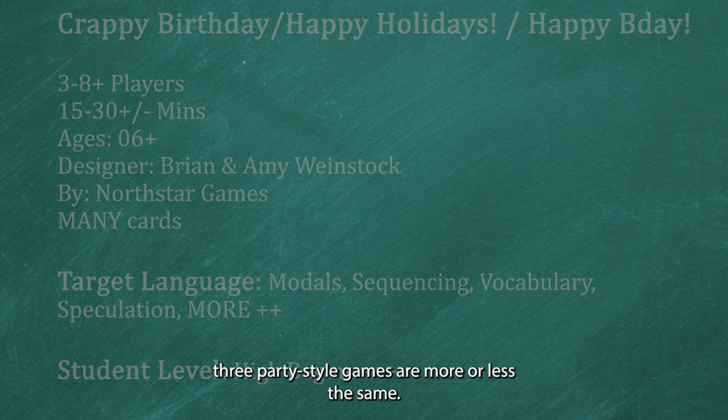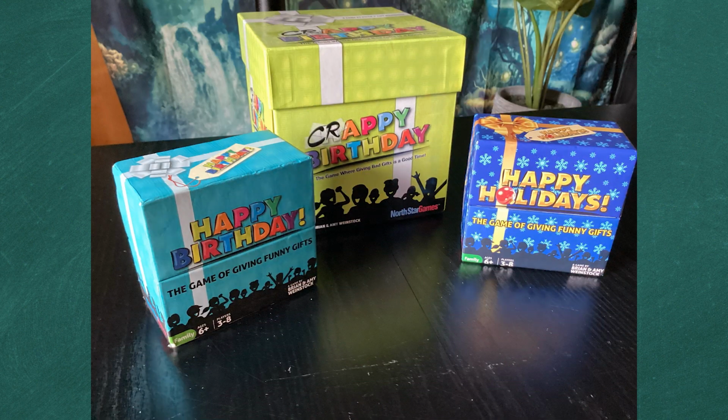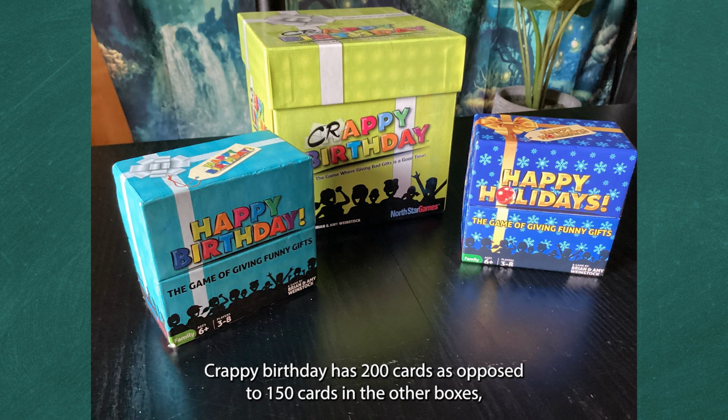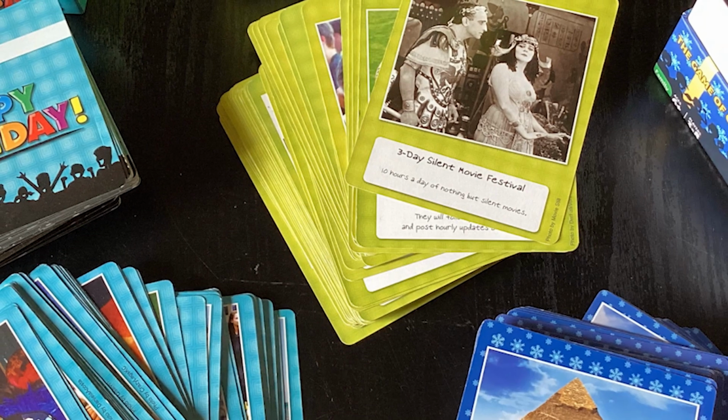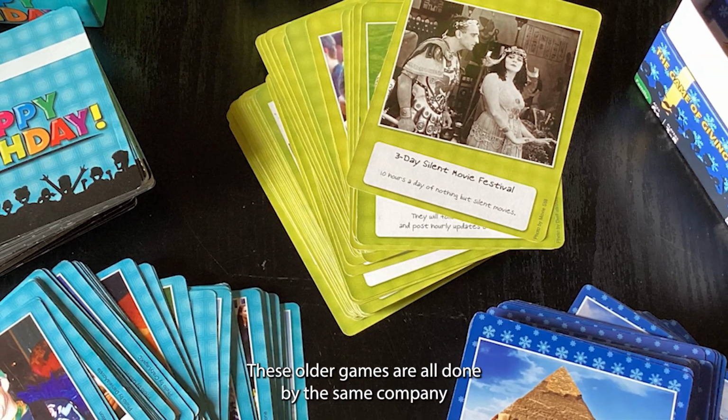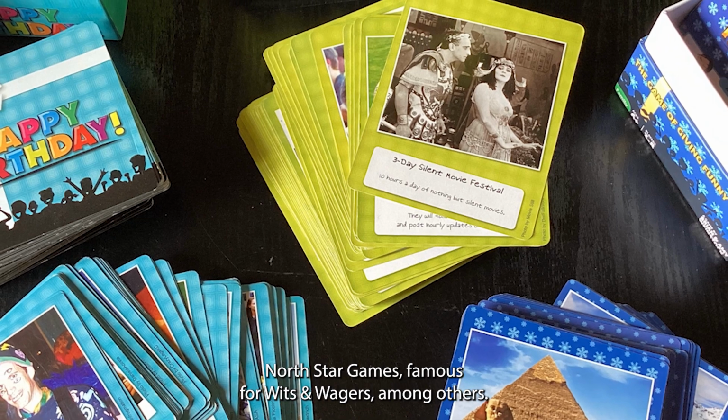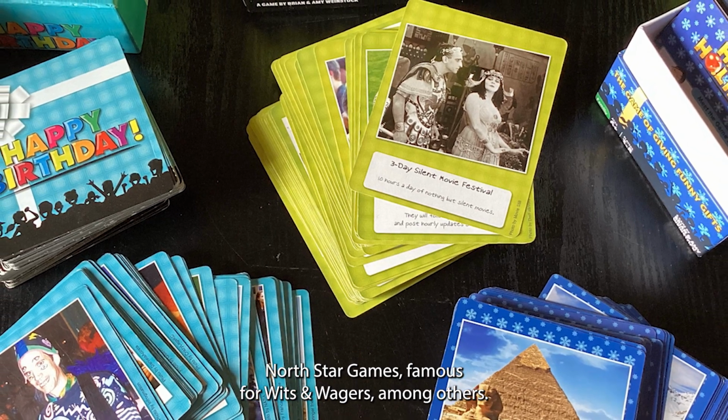These 3 party-style games are more or less the same. Crappy Birthday has 200 cards as opposed to 150 cards in the other boxes, and there is a little more wordage, but they're all from the same camp. These older games are all done by the same company, North Star Games, famous for Wits and Wagers, among others.